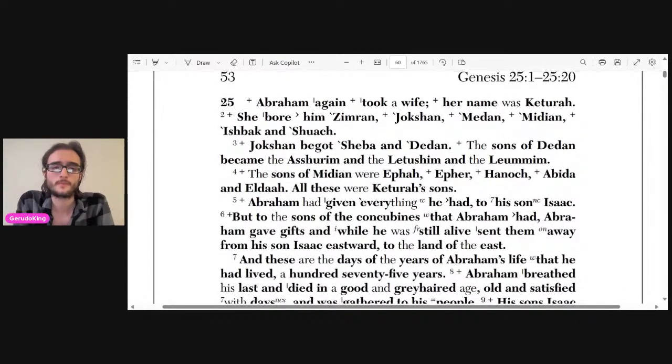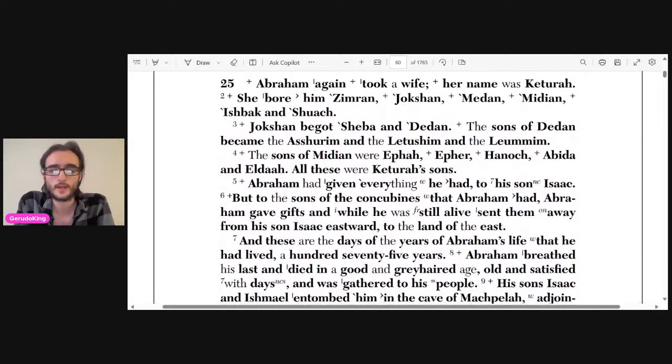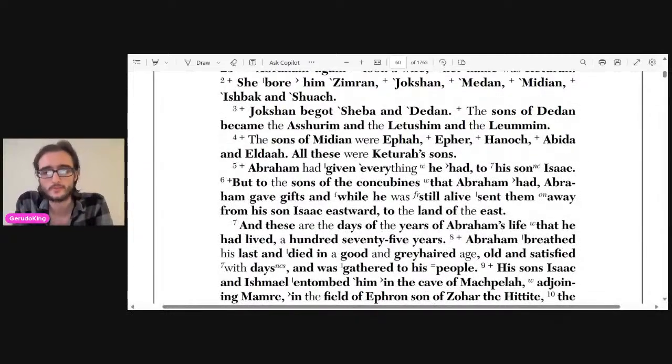Her name was Keturah. She bore him Zimran, Jokshan, Medan, Midian, Ishbak, and Shuach. Jokshan begot Sheba and Dedan. The sons of Dedan became the Eshurim and the Letushim and Leumim. The sons of Midian were Ephah, Epher, Hanak, Ibidah, and Eldah. All these were Keturah's sons.